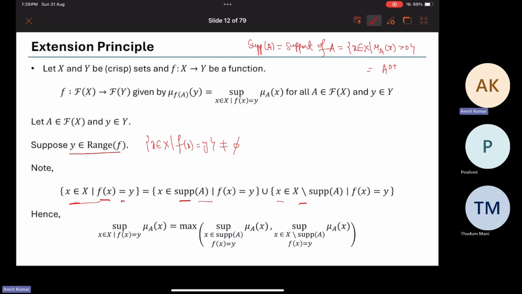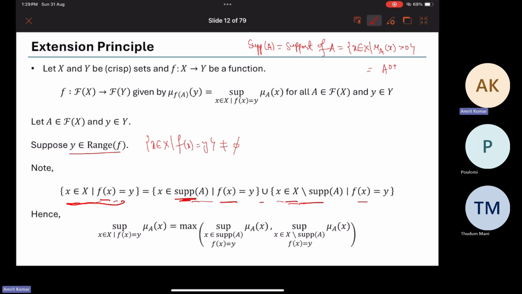So you first of all look at all x in the support of A for which f(x) equals y, and then you look at all x in X minus the support of A for which f(x) equals y. And if you take the union of these two sets, you essentially end up getting the set of all x for which f(x) equals y. So I'm doing nothing but just decomposing this set into two subsets.